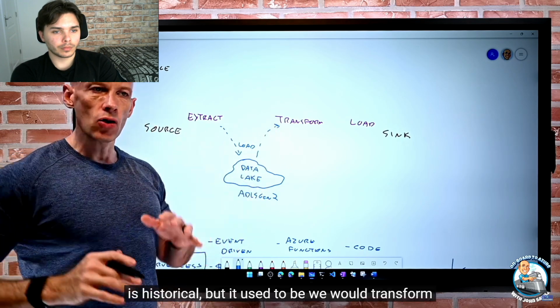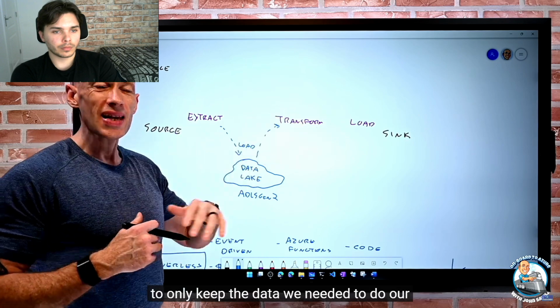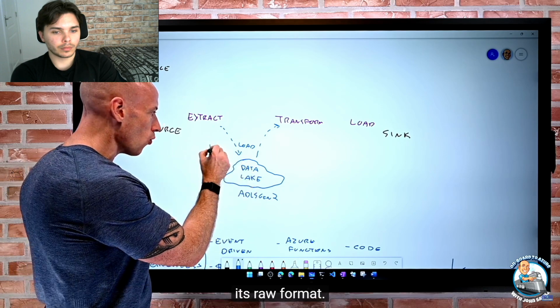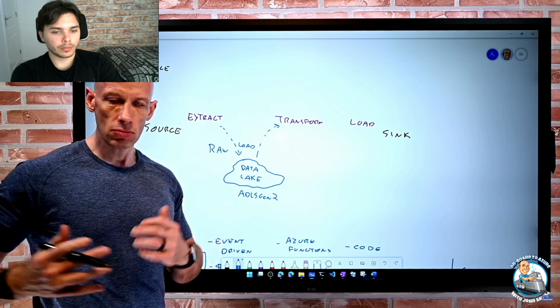The reason for this is historical. It used to be we would transform it quickly because there wasn't much disk space. We had to only keep the data we needed to do our job. Today, there's lots of storage. Maybe in the future, I have different requirements. So by storing the data in its raw format, later on I could come back to that and transform it in different ways to do the job I want.